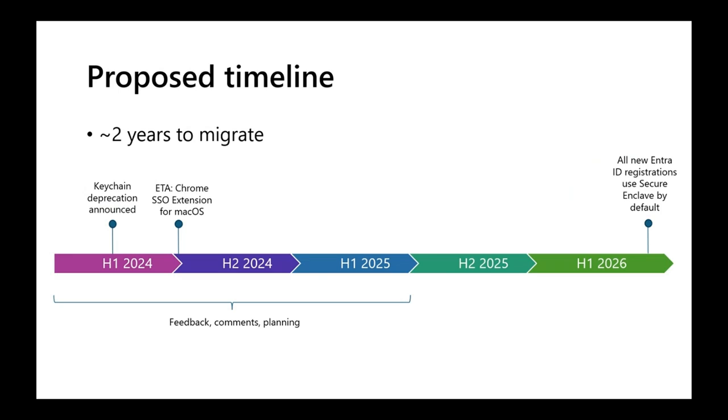Note here also along the bottom, the period for feedback, comments, and planning, during which we'd love to hear from you so that we can prioritize all the work necessary to ensure a smooth transition for admins and customers as we make this migration. Which brings us to our last milestone here, expected during the summer of 2026, when all new registrations will become hardware backed by default. This sort of represents the finishing line here for us.